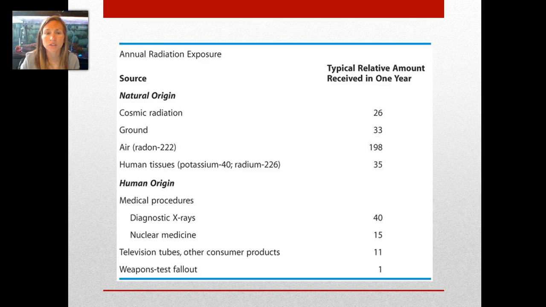Here's a chart that shows you sources of radiation and the typical relative amount received in 1 year. So you can see cosmic radiation, ground, air, which comes mostly from the radon, and then human tissues make up the bulk of the radiation that you encounter. So it's natural, it's already in the air. And then human origin would be our medical procedures, TVs, weapons, which is a very small amount. Obviously, most of us don't encounter that kind of thing.